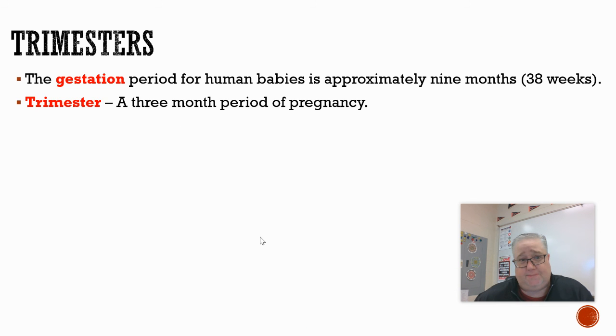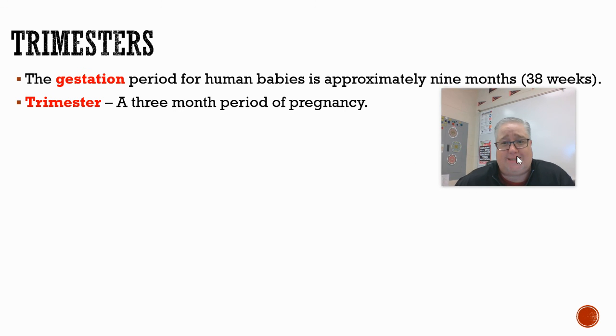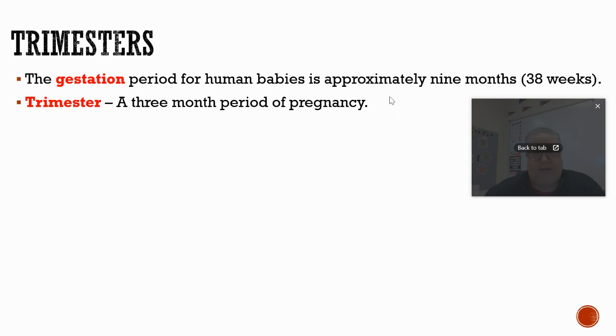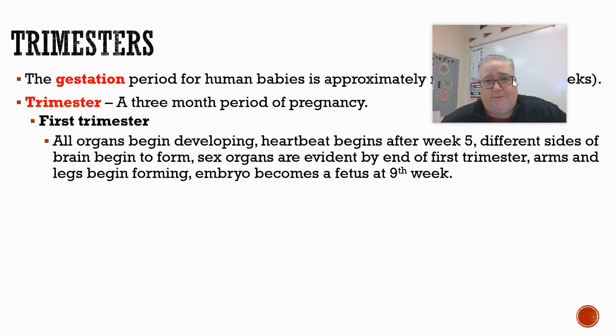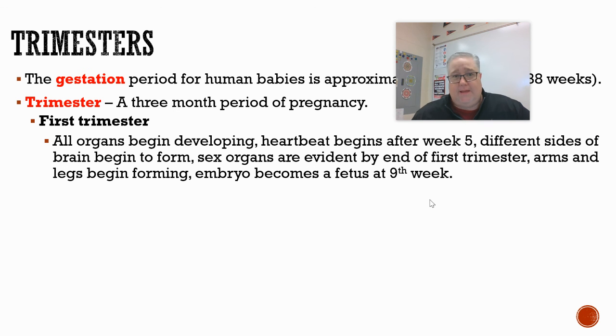All right, trimesters. The term gestation period. Gestation is basically how long the baby is going to stay inside the mother. A normal pregnancy would be about 9 months or 38 weeks, but we typically break that down into 3-month periods called trimesters. So just listing here some of the different things that occur during each trimester. Okay, the first trimester, the first 3 months.